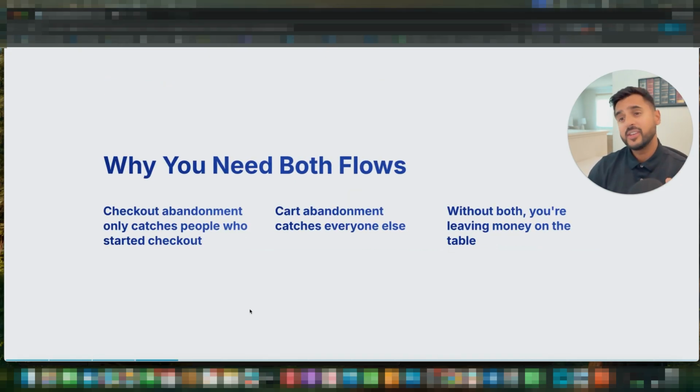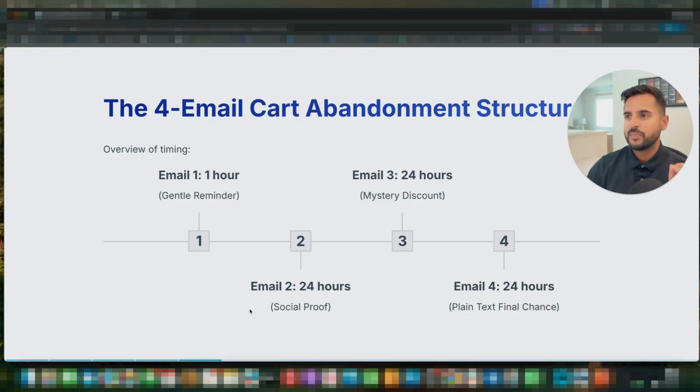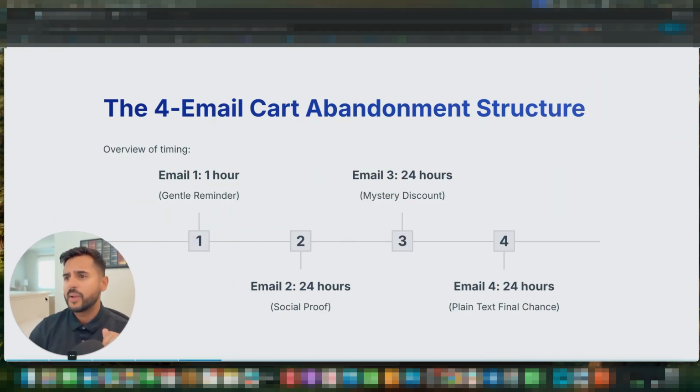So the reason why you need both flows is that checkout abandonment only catches people who started checkout. Cart abandonment catches everyone else. And so without both, you're leaving money on the table. And so there's a 4 email cart abandonment structure that I like to follow. And this is very, very similar to the abandoned checkout flow as well. The only difference really is the trigger, but I like to use the same strategy across both because more or less the buyer has similar intention.